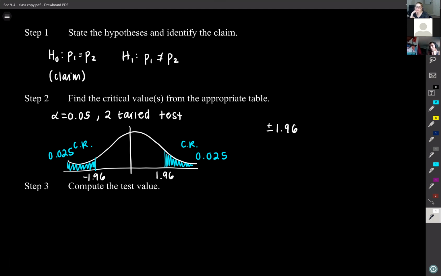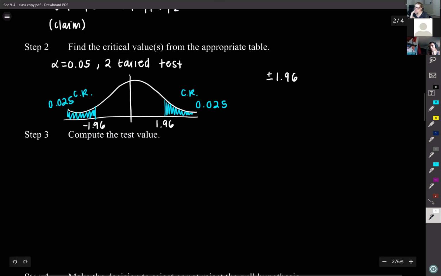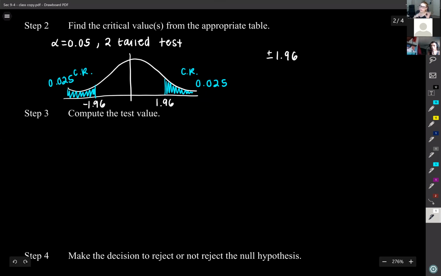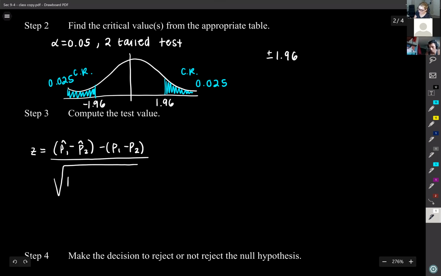All right, so since we're doing the traditional method of testing, now we just compute the test value and see if it falls in the critical region or not. So let me write down our formula and then we can work on filling in the pieces of the formula. So z is equal to p1 hat minus p2 hat minus p1 minus p2, all over the square root of p bar q bar times 1 over n1 plus 1 over n2.